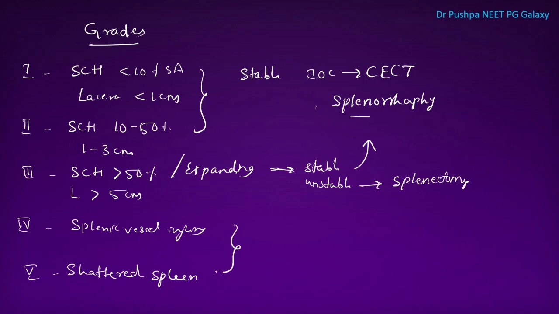In grade 4 and 5, the patient will be unstable, so the investigation of choice is FAST and the management is splenectomy. We should remove the spleen. There is no conservative management here.